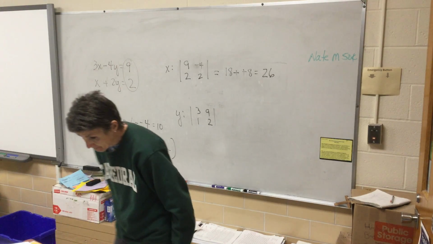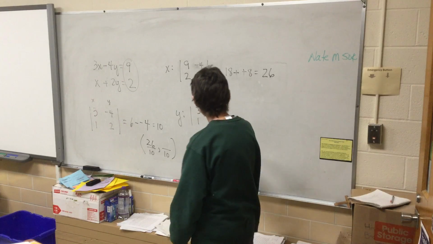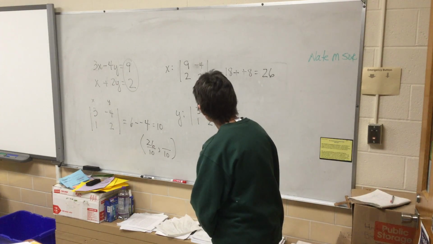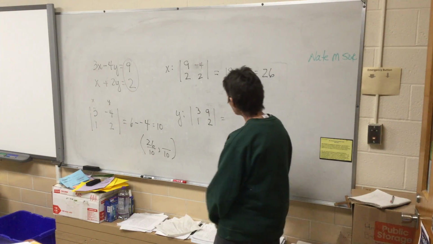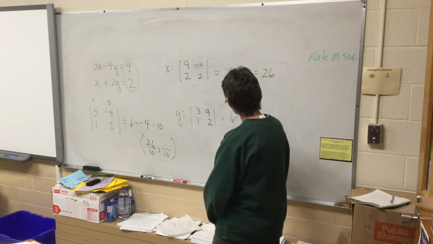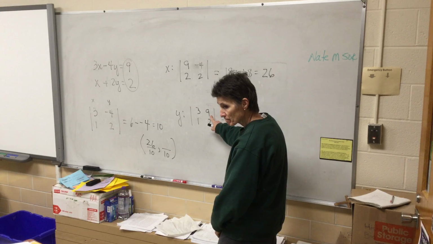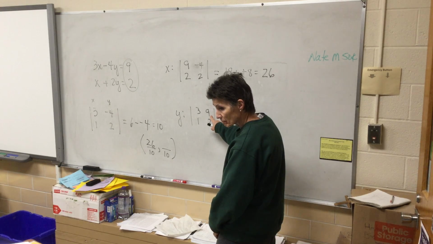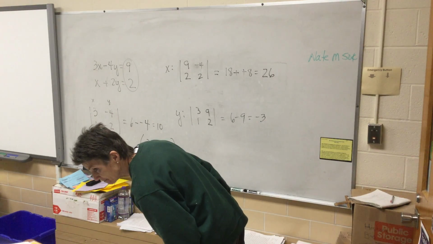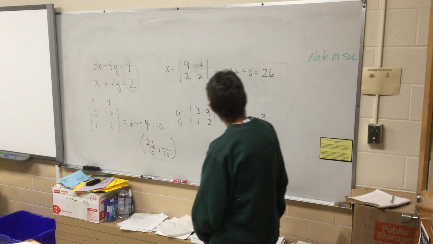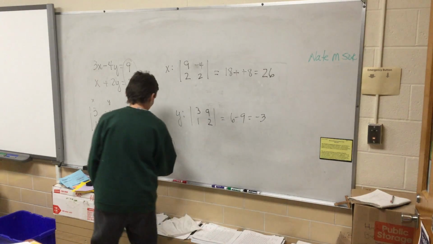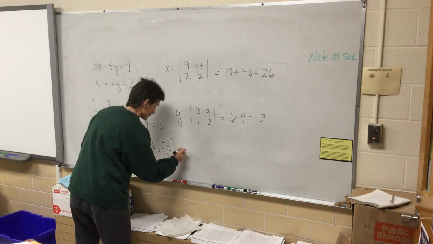All right? Kennedy Harden, what about this one? Is it 3? Be careful, it's actually negative 3 because it's 6 minus 9. Does that make sense, Kennedy? Yeah, it does. Okay. So that's my numerator here, negative 3.